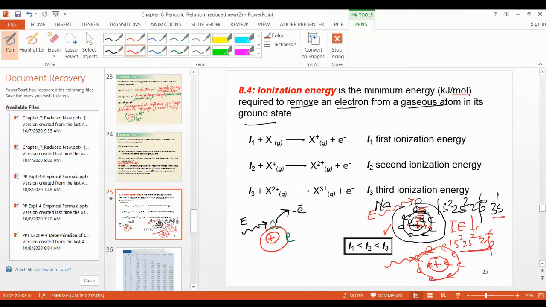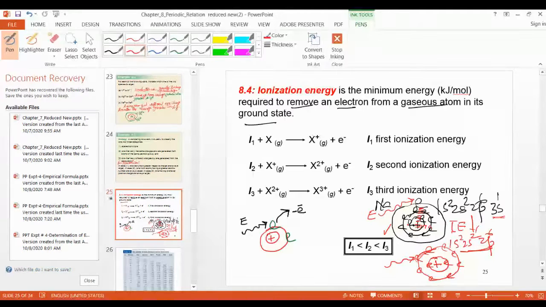That's why the question may be asked: why is the third ionization energy greater than the first ionization energy? So how will you reply? How do you answer this question? Can you tell me please? Because it's near to the nucleus. Yeah, so which one is near?